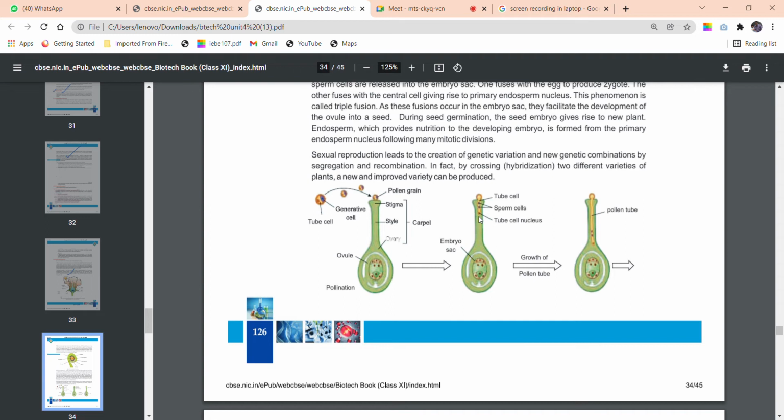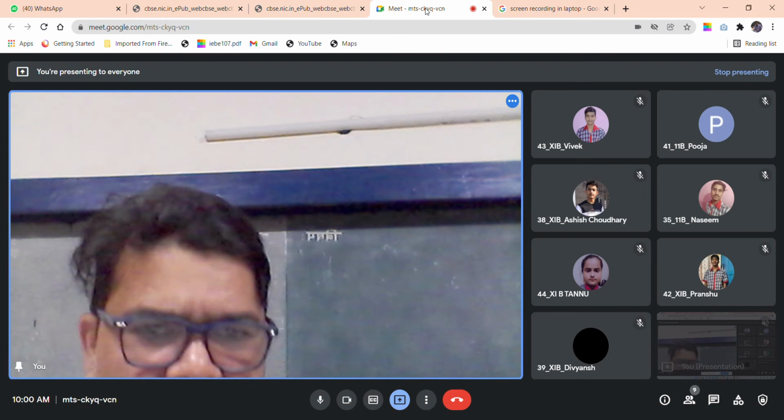Okay, so all of you try to understand the formation of the pollen tube, and you know this pollen tube will reach up to where? The egg. Where will it go? To the egg cell. Okay? And after reaching, in the third diagram you can observe there are two nuclei.